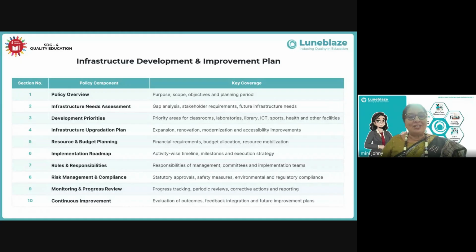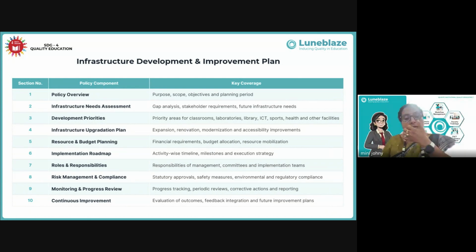Next slide, please. Infrastructure development and improvement plan. Here you can see what we are going to develop and what the improvement plan is, the policy component, policy overview. Again, it will come. Key coverages, purpose, scope, objectives, and planning period: how many months or how many years we are planning. Infrastructure needs assessment, gap analysis, stakeholder requirements, future infrastructure needs.